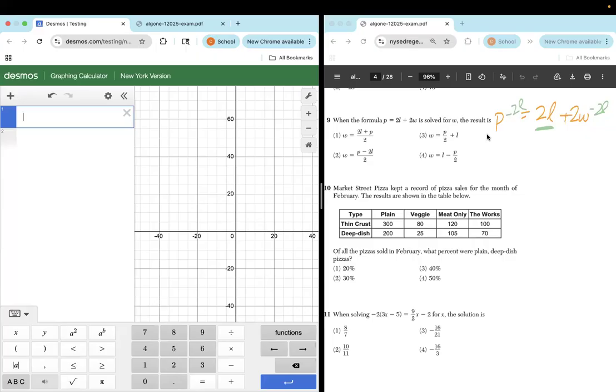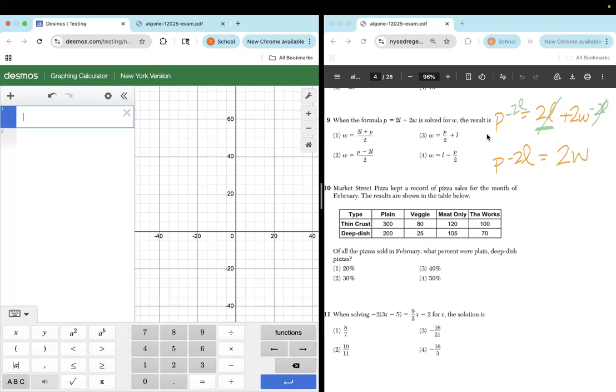2L minus 2L is 0, so I can cancel those out. I don't need to write 2W plus 0, so I'm just going to write on this side 2W. On the left side, I have P minus 2L.